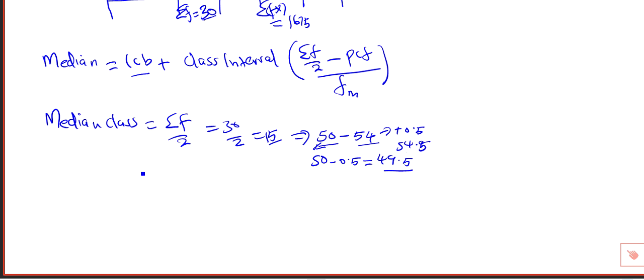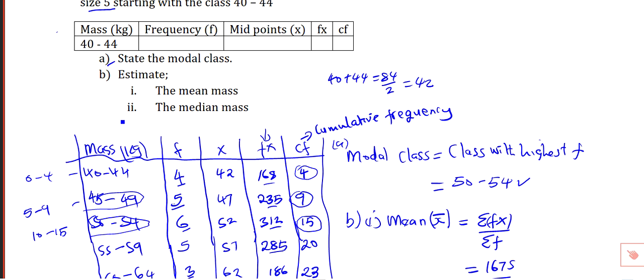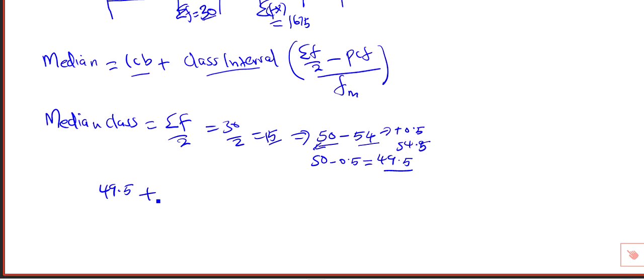Now from our formula, the lower class boundary is 49.5. This one you add to the class interval. Class interval is the same as class size. We were told to use a class size of 5. So that is what we are going to use, which is 5, into sum of f divided by 2. We found that sum of f divided by 2 here was 15.